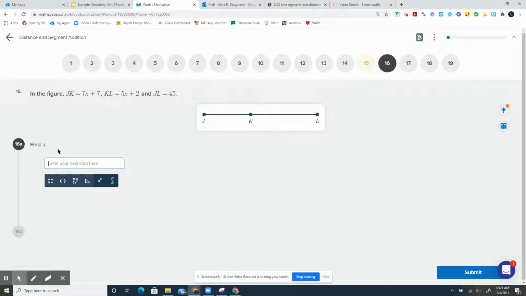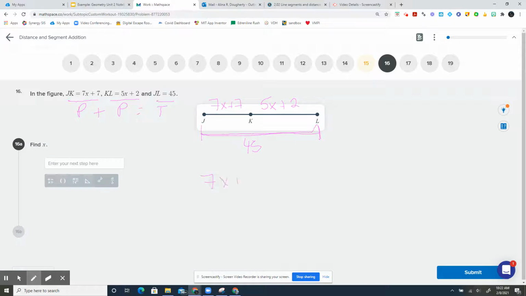Find x. So here, my friends, we don't have anything labeled. We've got to come up here and look at our key. These keys are going to be so super important here in geometry. So JK is this piece, 7x plus 7, and KL is the other piece, 5x plus 2. So this is a part plus a part, and then JL is that total, that whole distance from J to L past K, and that's the 45. So if you translate that, you know exactly how to set up your equation.